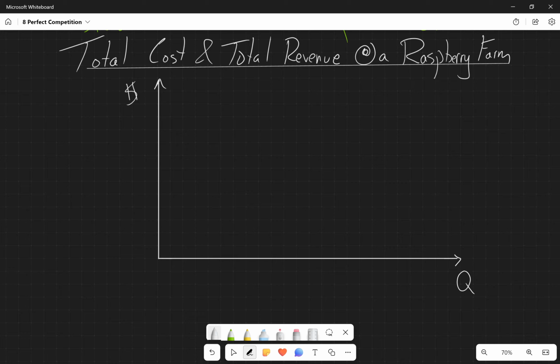So I've gone ahead and set us up with our normal graph where we have dollars on the y-axis and our quantity on the x-axis. And we're going to look at the difference between the total cost and the total revenue. So let's do the total revenue one first because that's the easiest one. If you are a price taker, which these perfectly competitive firms are, then your total revenue is going to be a straight line with a slope that is equal to what? The price of your product, right?